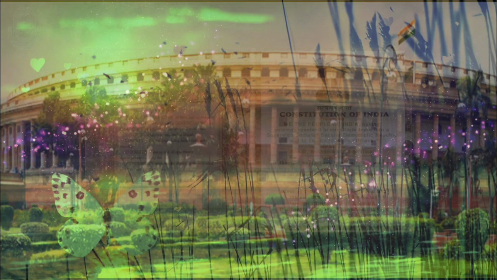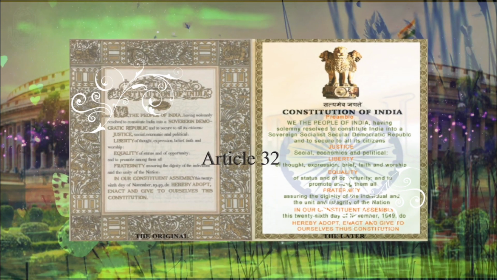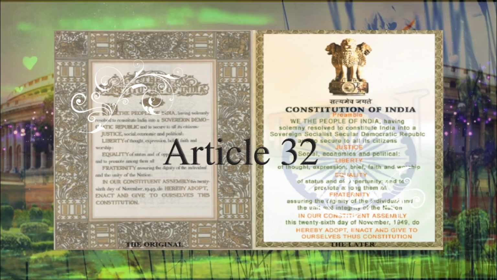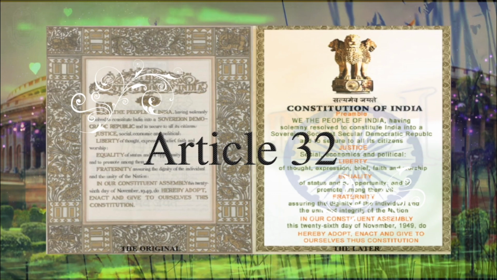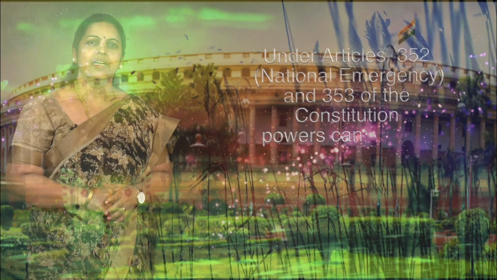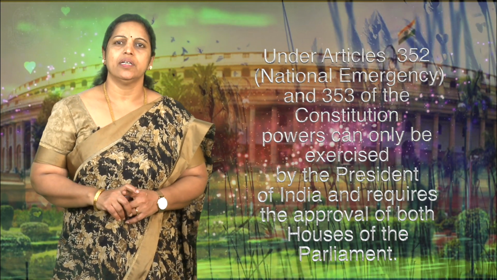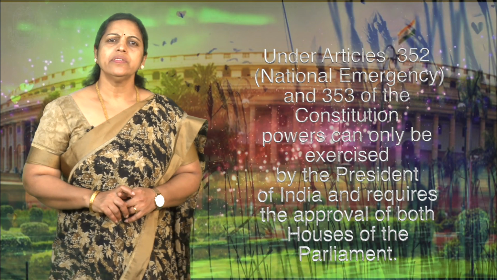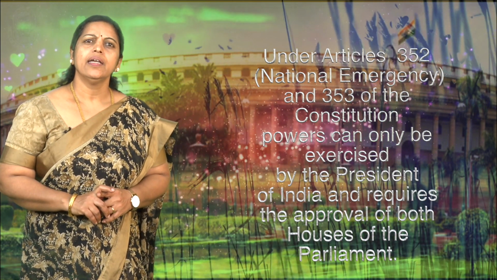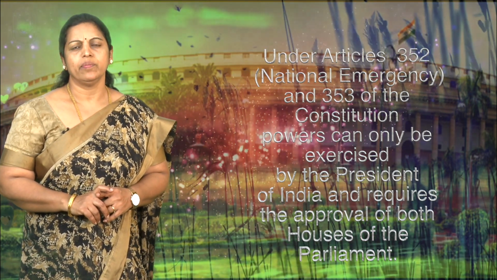Article 32 of the Indian Constitution is the most important article, without which the constitution would be a nullity. It is the soul of the constitution and the very heart of it. Under Article 352 and 353 of the Constitution, powers can only be exercised by the President of India, and it requires the approval of both the houses of the Parliament.